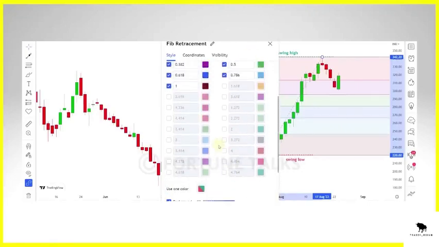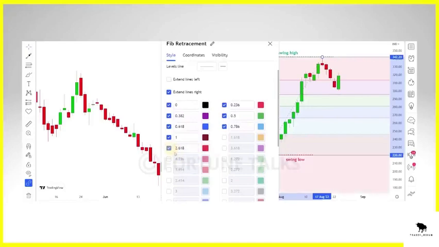So do check it out if you want to add or delete some levels. These settings would be particularly useful when dealing with harmonic patterns where some specific levels are required for certain patterns. And maybe we'll discuss this in one of our future videos.